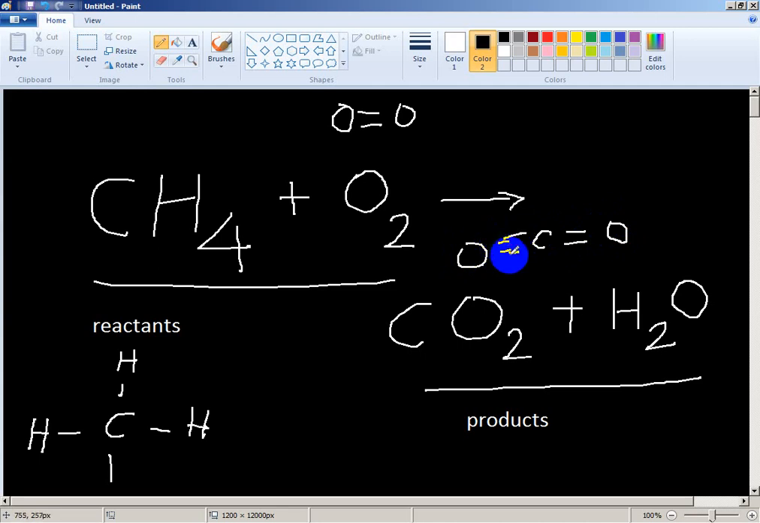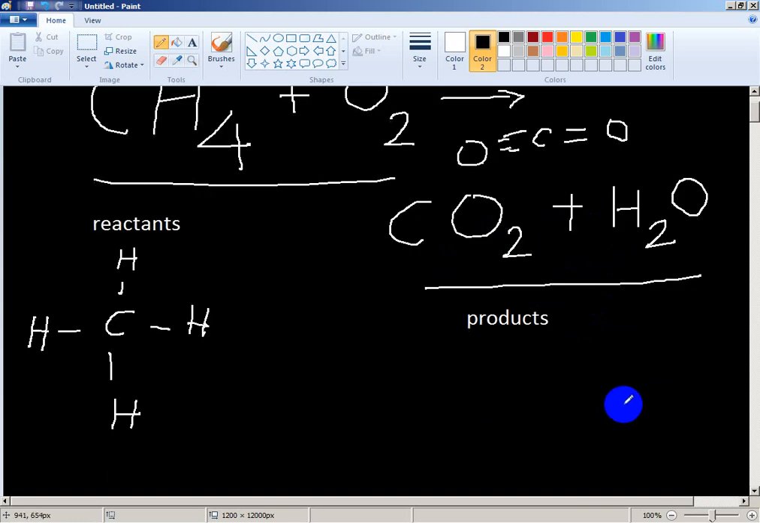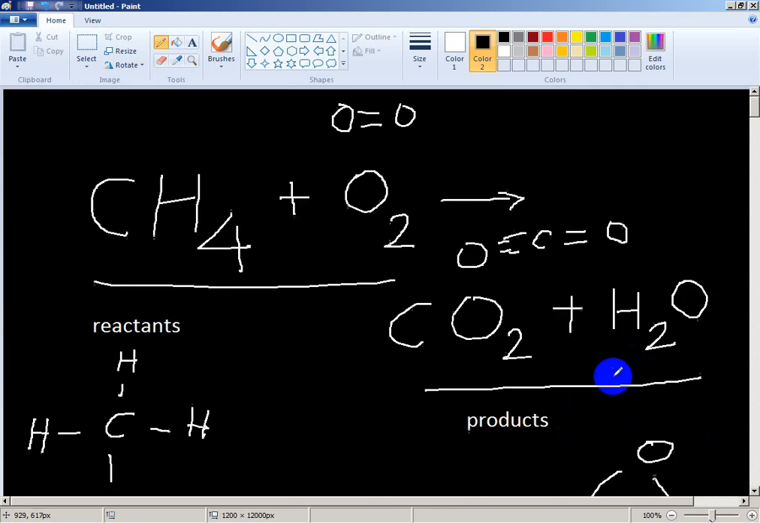Here is a carbon-oxygen double bond in carbon dioxide, and in water there are oxygen-hydrogen bonds, two bonds this way. Carbon-hydrogen bonds in methane. So during the chemical reaction, reactant bonds break, this bond breaks, this bond breaks.